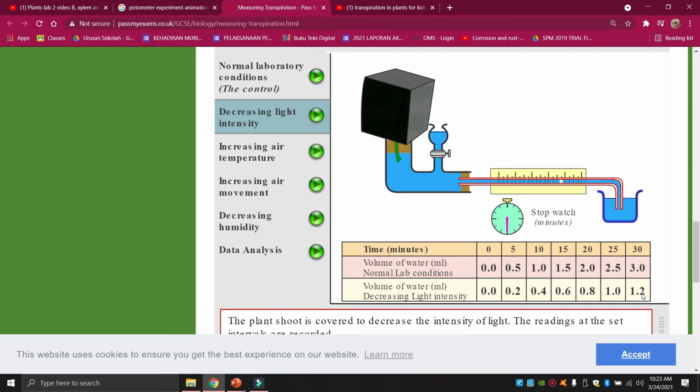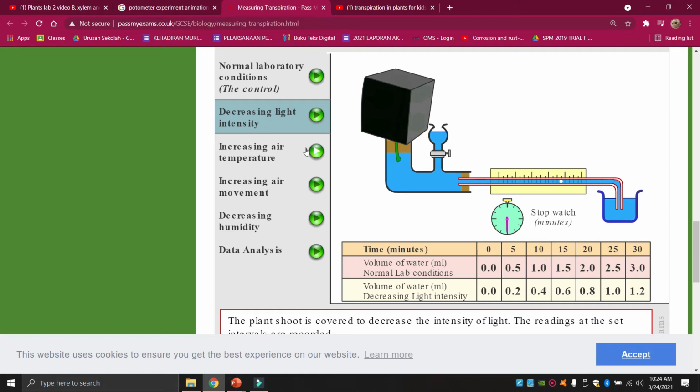So when the light intensity is decreasing, the process of transpiration also decreases. So that is one conclusion: when the light intensity is decreased, the volume of water being absorbed also decreases.